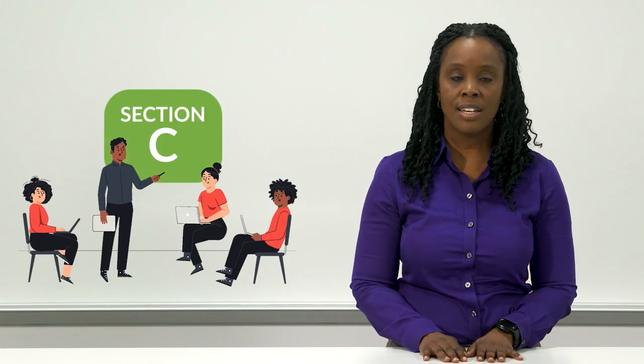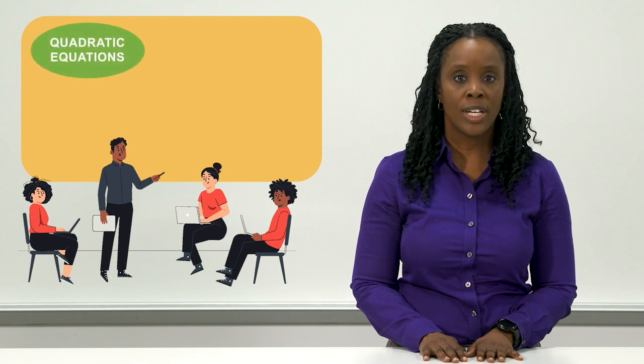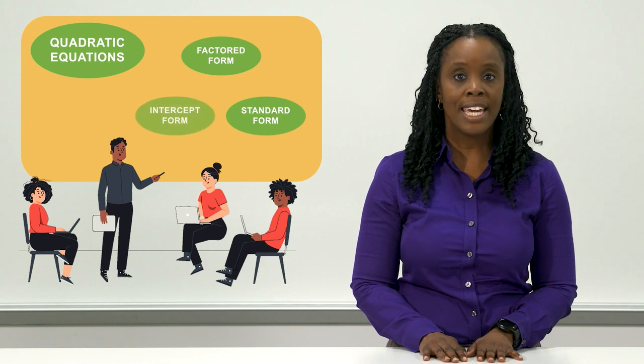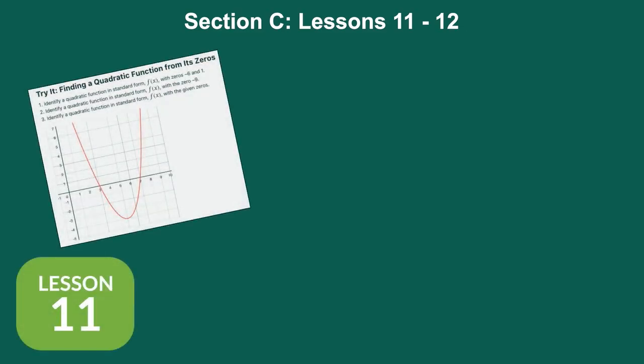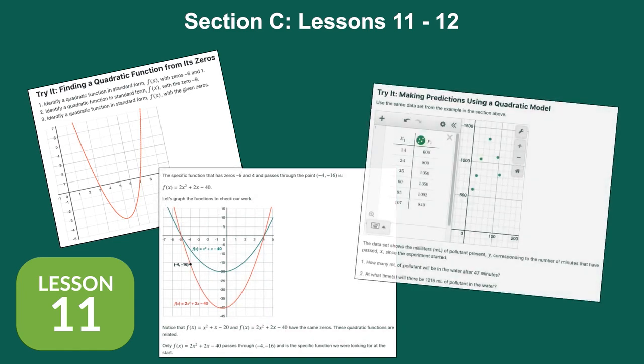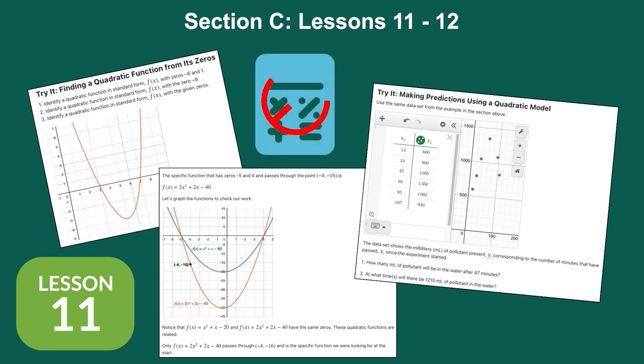In Section C of Unit 8, students continue translating quadratic equations between their factored form, standard form, intercept form, and solutions. In Lesson 11, students analyze related quadratic functions that share the same zeros or solutions and axis of symmetry. In the process, they learn to write the equation of a quadratic equation without using technology.